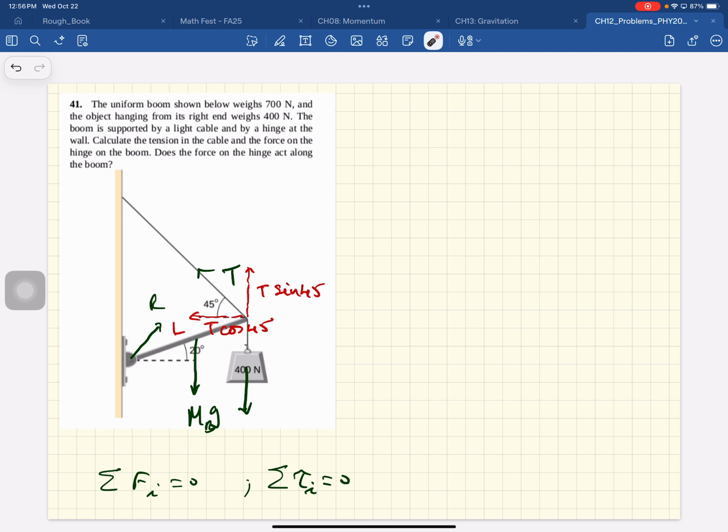Now in the problem, they don't give you the length of the boom. So if they don't give you the length of the boom, what does that mean? It'll probably cancel out. Okay. So if they don't give you something, that means it's not needed.